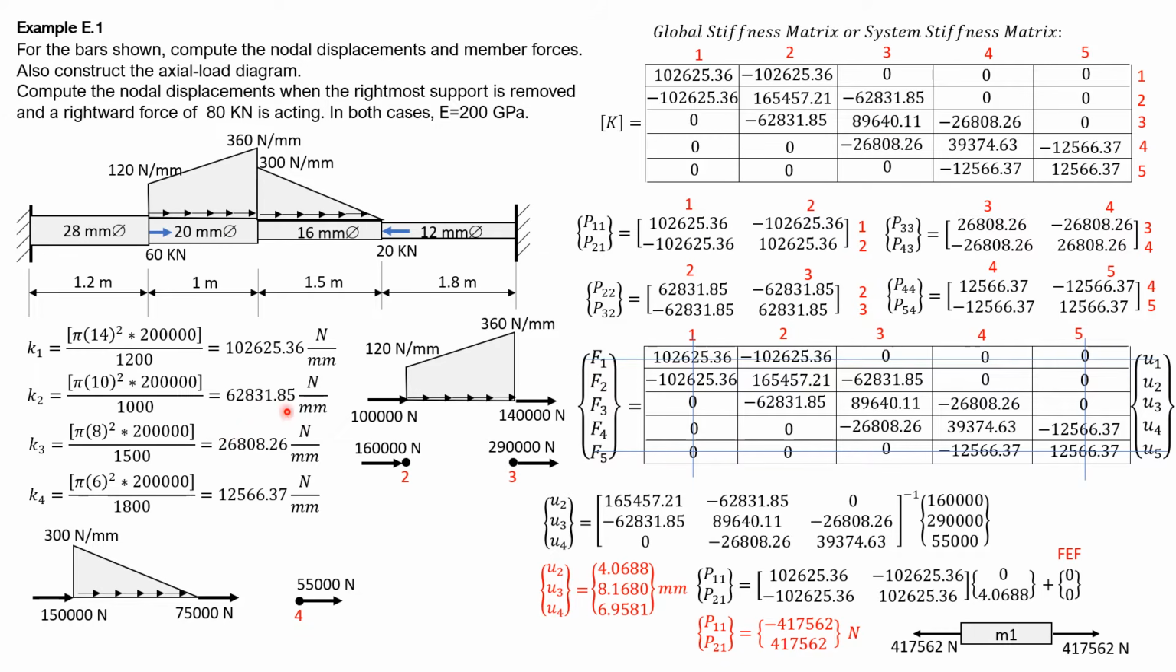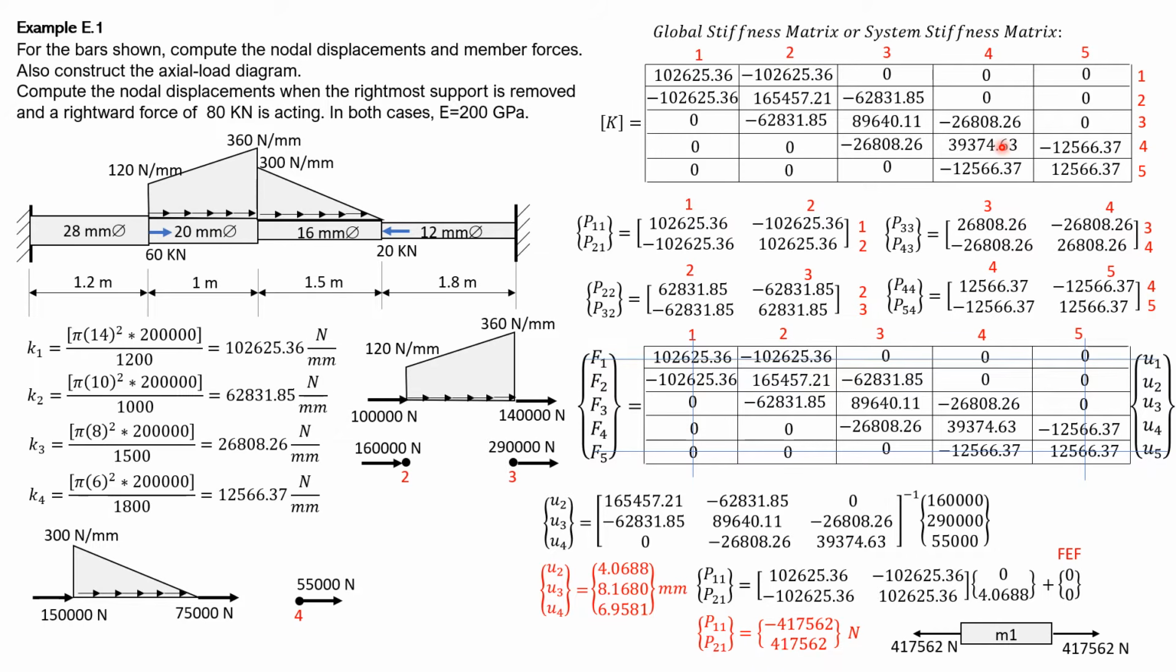So 62,831.55 and 26,808.26 is 89,640.11. And this is the negative of K2, and remember. And the rest 0, 0, 0, 0, 0. Next, this is K3 plus K4. So this stiffness plus that stiffness is equal to this. And this is the negative of K3. So negative of K3. Then that is 0.